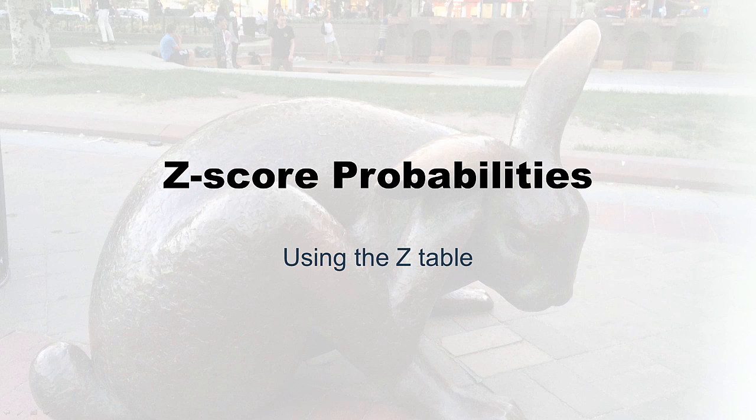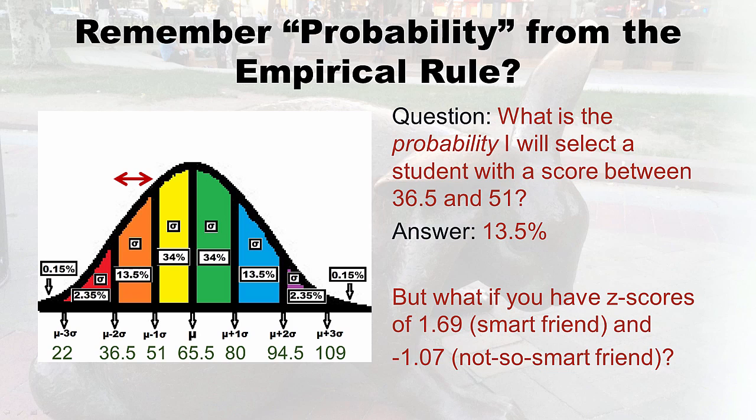So now we're going to get into something that's a little bit harder, which is the z-score probabilities. You're feeling pretty good about the z-score, but now let's talk about the probabilities. Okay, so remember the probability from the empirical rule? This is just old empirical rule stuff. So remember I gave you a question at the end of that lecture. I said, what is the probability I will select a student with a score between 36.5 and 51? And remember the answer was this orange area, which is 13.5%. But what if you have z-scores like 1.69, the smart friend, and -1.07, the not so smart friend? In other words, you have x's of 90 and 50, which are not on the empirical rule. How do you figure out the percent or the probability? That's the next step with your z-scores.